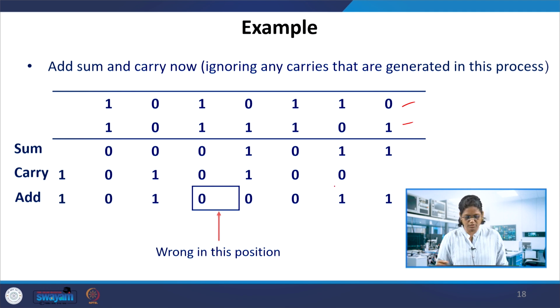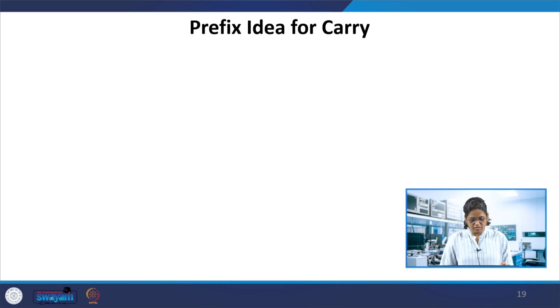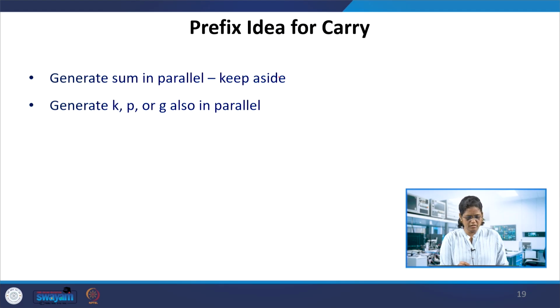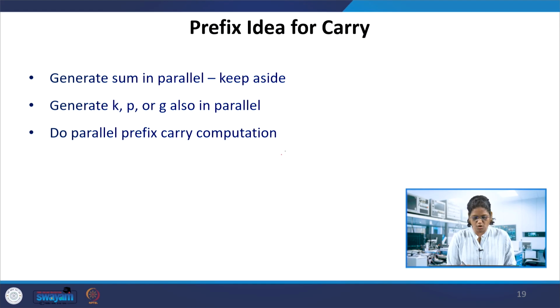So we'll not be able to generate that in parallel in this fashion by separately adding them. There is a mechanism which needs to be taken care of, to add the sums separately, generate carry separately, and add them. So how do we rectify this? We can use this prefix idea to get these carries. Generate the sum in parallel and keep it aside. Generate K, P or G also in parallel, and then do the parallel prefix carry computation. So how can we do it in this case? The prefix computation of generating the carry would solve the problem here.